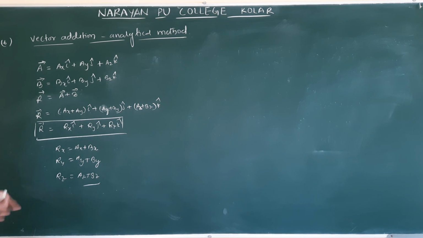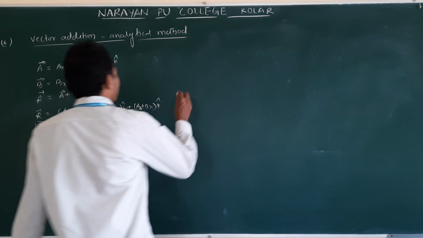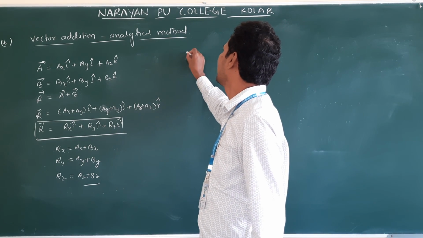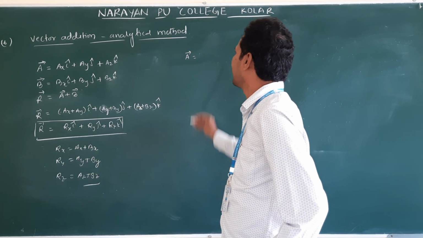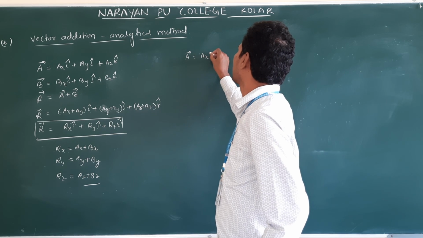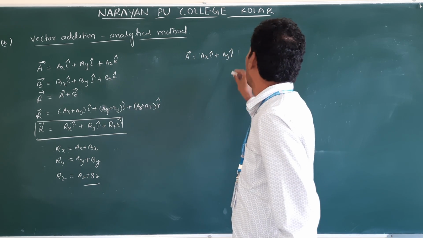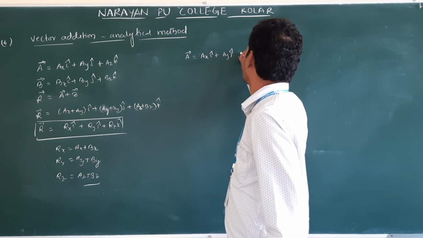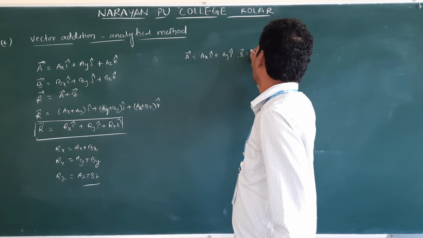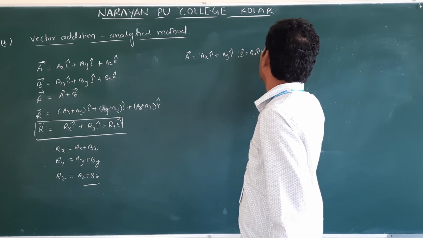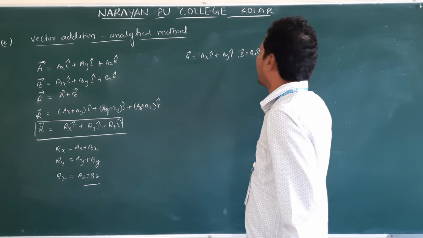Clear? Now we will do subtraction. Same vectors I am taking. First we will do it in two-dimensional, then we will write the three-dimensional equation. A is a vector Ax i cap plus Ay j cap, and B is another vector Bx i cap plus By j cap. Are you following?